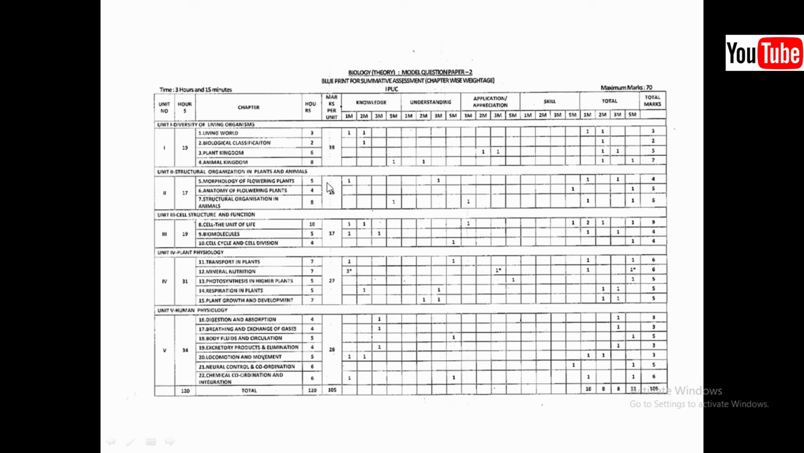Here also you can see marks per unit and chapter-wise distribution of marks based on the different objectives you have seen, the 4 different objectives: knowledge, understanding, application or appreciation, and skill-based. So 1 mark questions, 2 marks, 3 marks, 5 marks questions from each objective are covered. So you can go through this particular slide also.